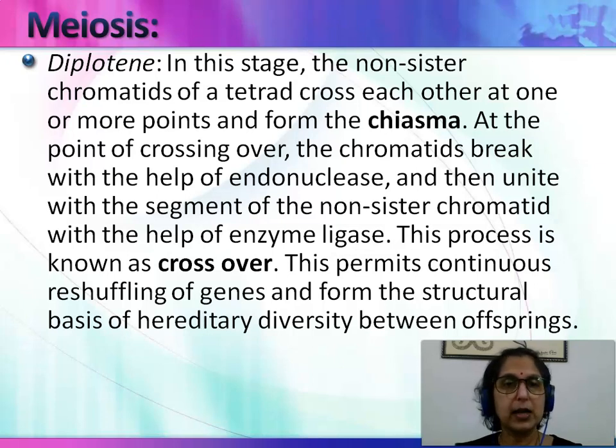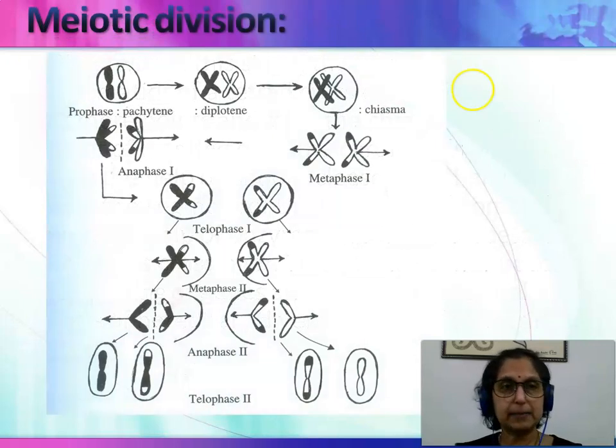And it is this crossing over which permits continuous reshuffling of genes and the formation of the structural basis of hereditary diversity between the offsprings. So what we see here is the tetrad formation, and then we see that the non-sister chromosomes have crossed and then they get connected. They detach and then they unite, thus giving rise to reshuffling of the genetic material.